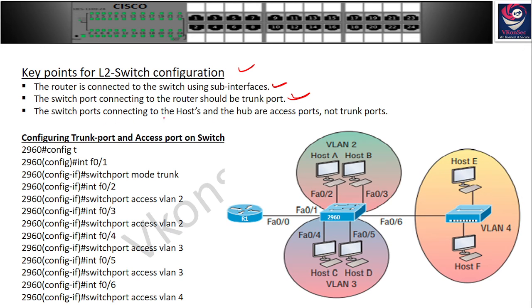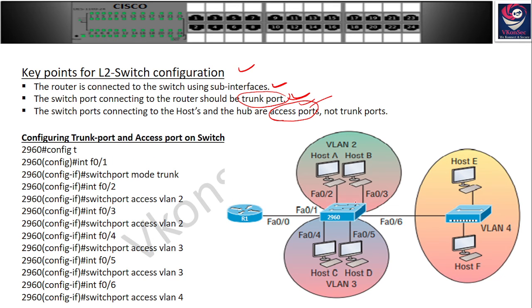The switch ports connecting to the host and hub are access ports. So there are two port types, trunk port and access port. A trunk port carries the data of all VLANs. An access port carries the data of the same VLAN. So the router and switch are connected at a trunk port, and the hosts are connected at access ports, right? Now just see how we are going to configure.